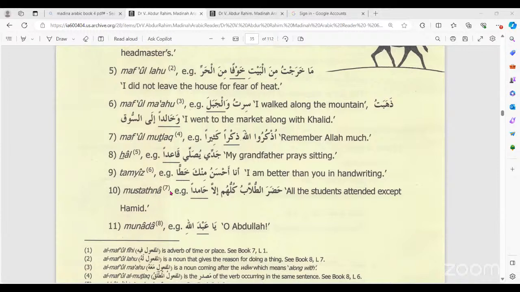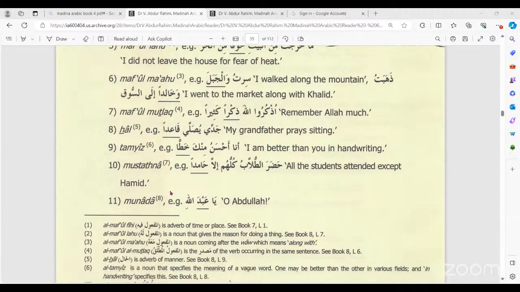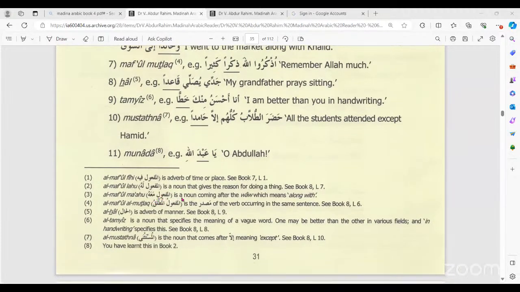No problem. So, sister, it's maf'ul ma'ahu. If you read footnote 3, maf'ul ma'ahu is a noun coming after the waw, which means along with. Is that clear? I'll give you an example. The winter came and the coats came. The winter came along with the coats. What does that mean? When the winter was there, everyone started wearing their coats. So in Arabic, you say ja'a al-bardu wal jubbatu. Jubbatu is the Arabic word for coat.